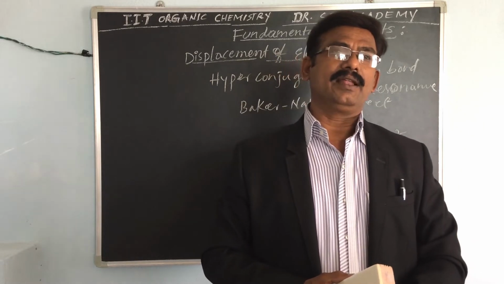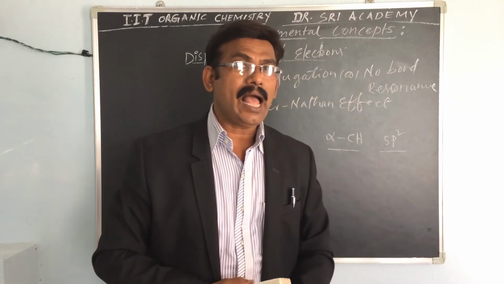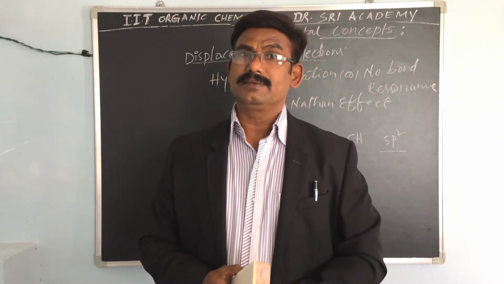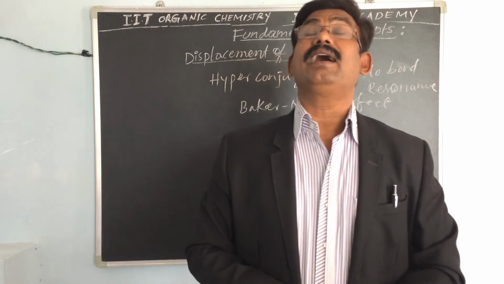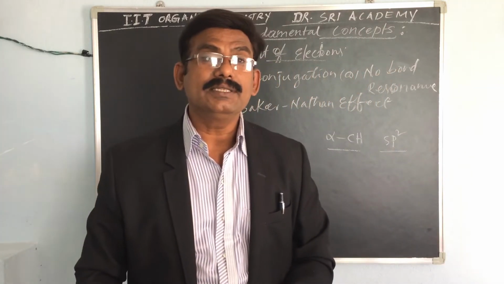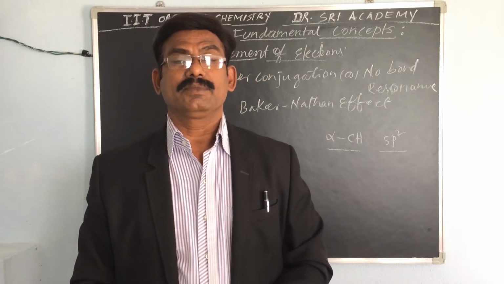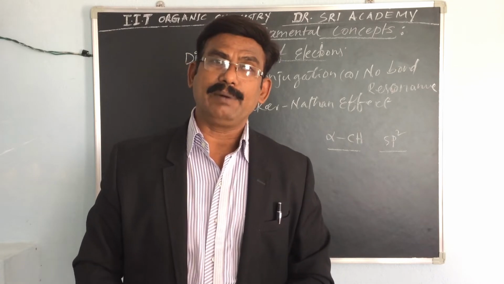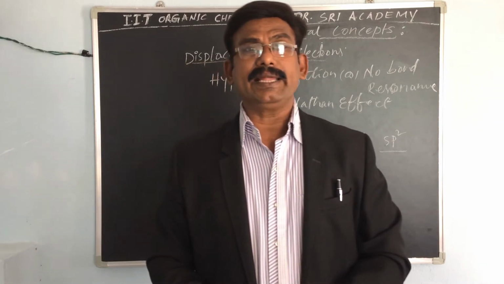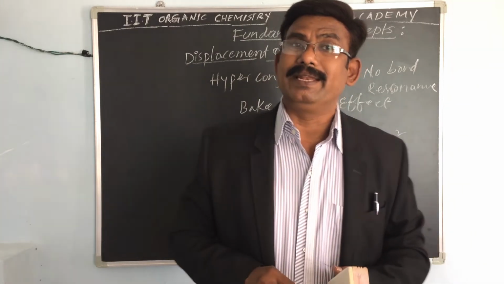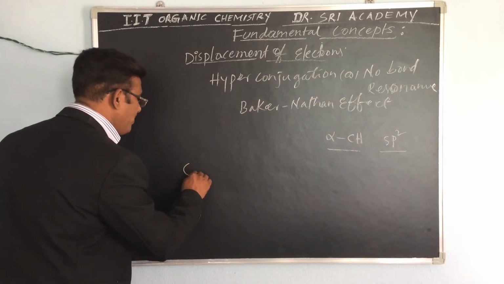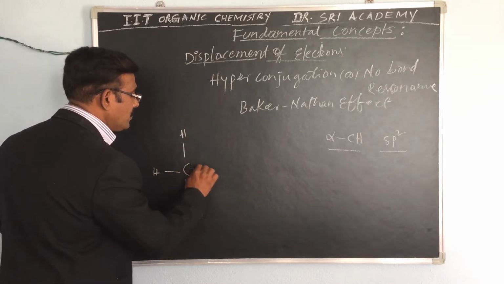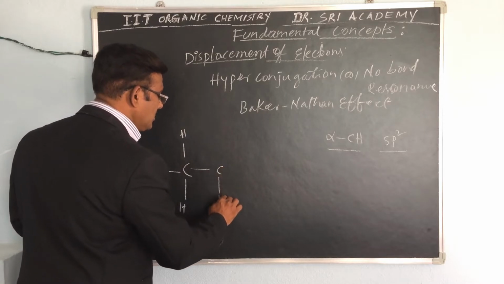Okay, so what examples are there? Alkenes, alkyl carbocations, alkyl free radicals, and nitro compounds with alpha hydrogens. All these are examples. Let's look at one example we can understand very easily. For example, alkene: the propene. This is the propene.